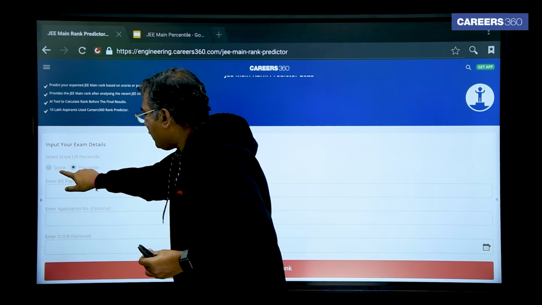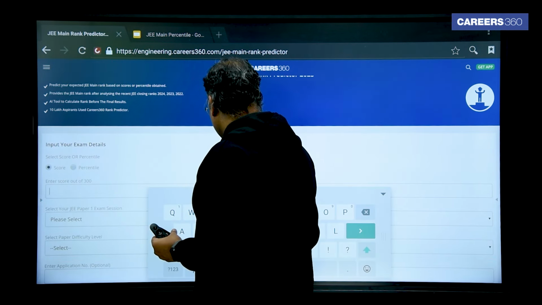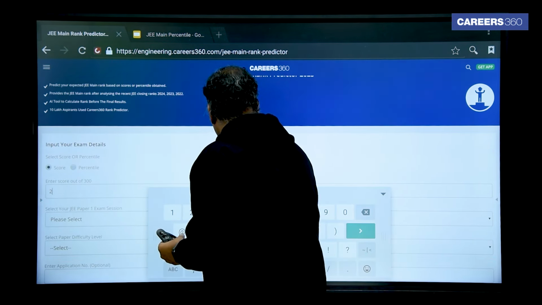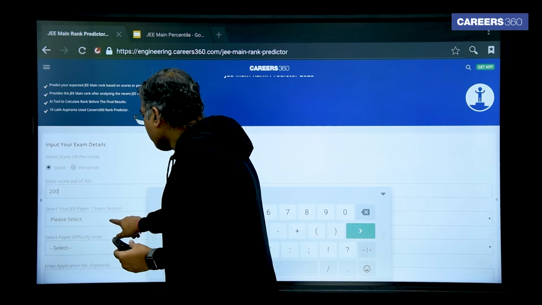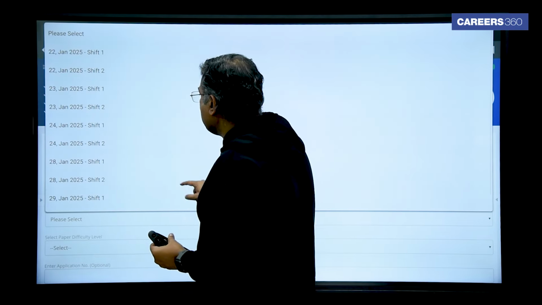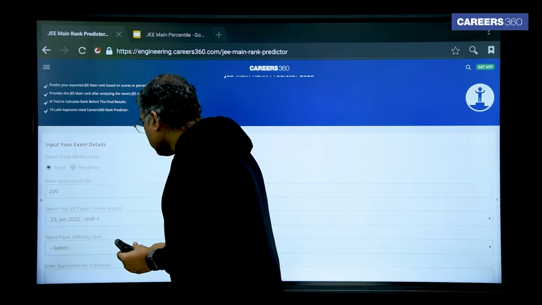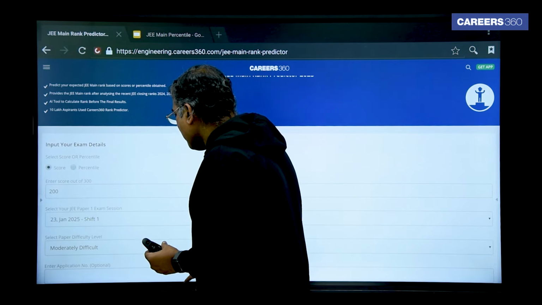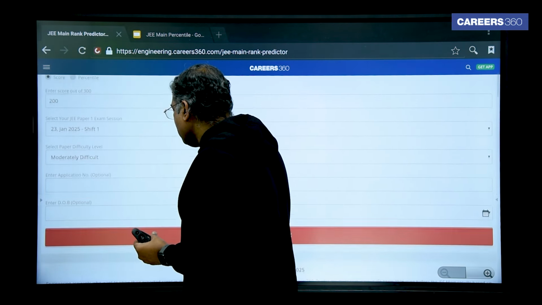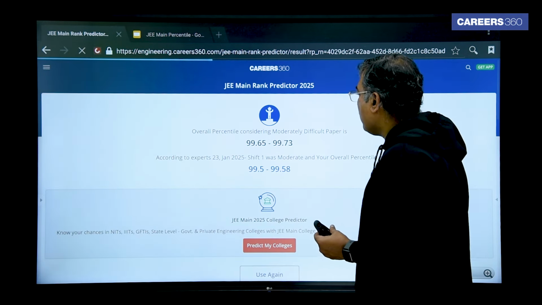Now, if you put a score, let's assume that I put a score of 200. And for the exam, I need to select whether it's shift 1 or whatever it is. This tool is normalizing everything, mind you. Select paper difficulty level. Difficult, I'm saying it's moderate with difficult. And the application number, whatever it is, is optional. When you predict my rank, it predicts my rank based on the score that I put.